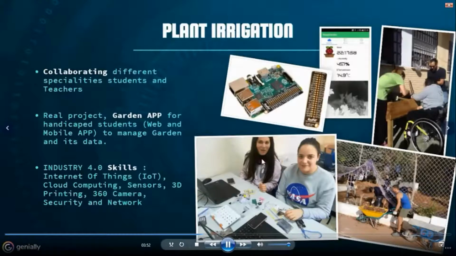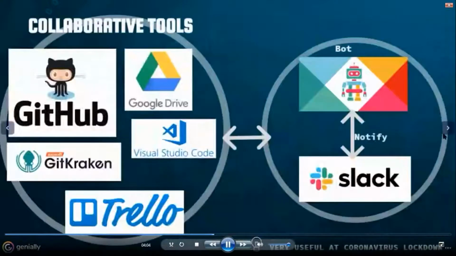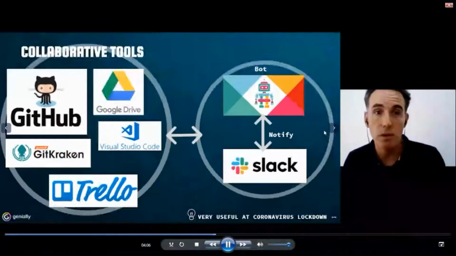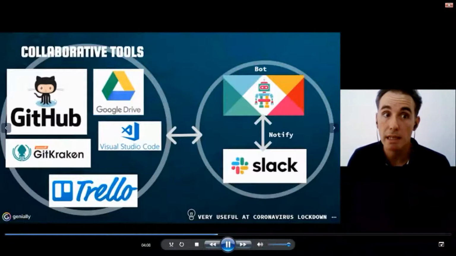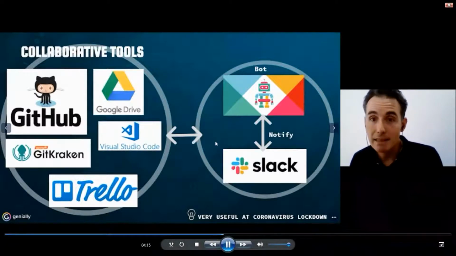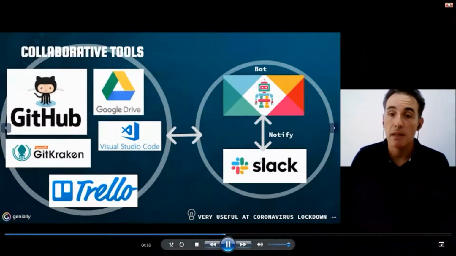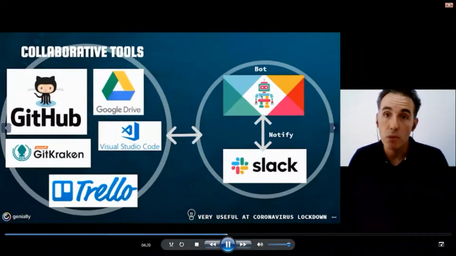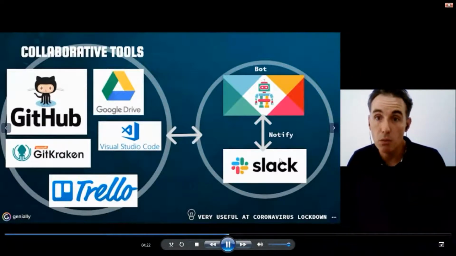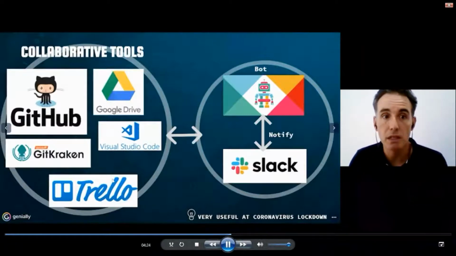Here is a picture of the students working in the electronic and software development team. Other students of the school were preparing the garden, and here one handicapped student was looking and helping also in the installation. Okay, about collaborative tools, we have worked with several collaborative tools like GitHub, Google Drive, GitKraken, Visual Studio Code, and Trello. They were related with our main communication tool called Slack, with bots. Every change in every one of these tools was notified automatically.